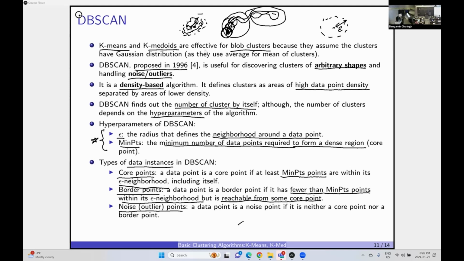For example, this is the snake. This is a border point. This is the neighborhood. Only these points are in its neighborhood. It is on the border of the dense area.